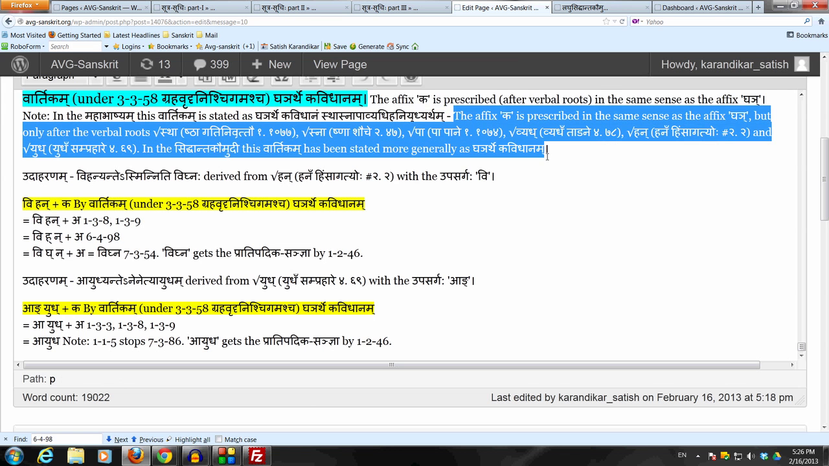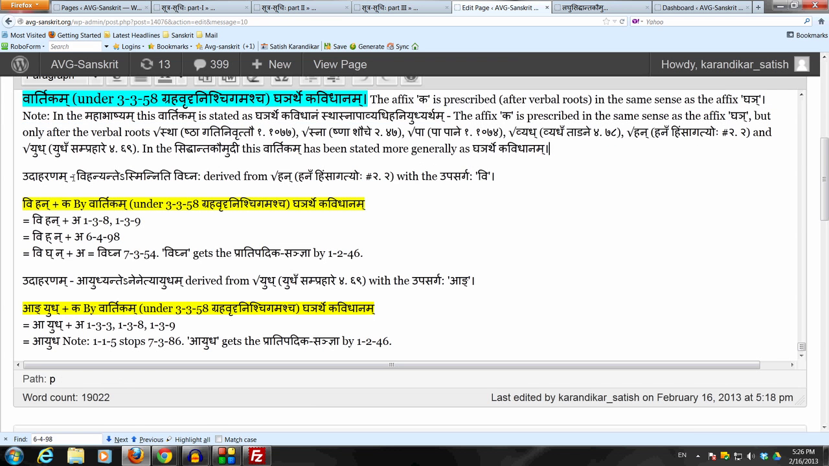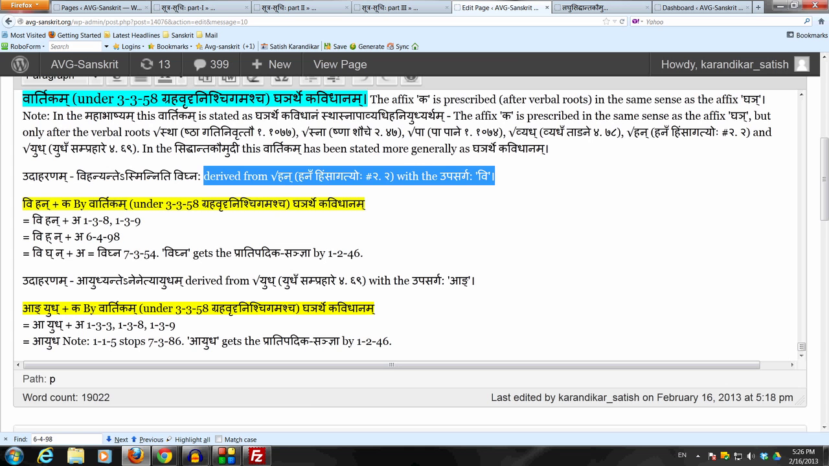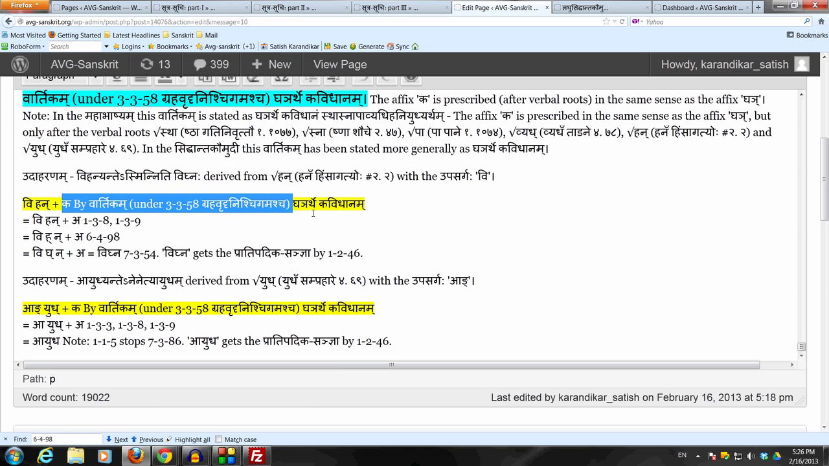Let's take a couple of examples here. First one is Vihanyante Asminniti Vignaha, that in which the minds of the doers or the actions are impeded or foiled is Vignaha, meaning an obstacle or an impediment. It is derived from the verbal root Han with the upasargaha Vi. Now we need this Vartikam to prescribe the affix Ka. Without this Vartikam we would not be able to derive this form Vignaha. So the derivation, we begin by adding this affix Ka to this verbal root Han with the upasargaha Vi by this Vartikam Ghanyarthe Ka Vidhanam.